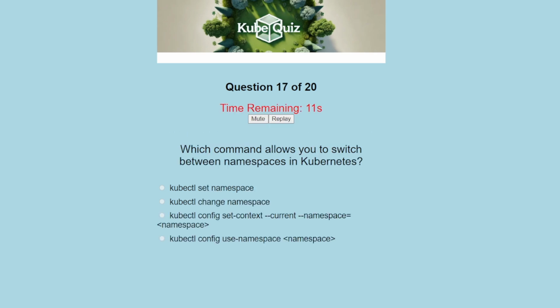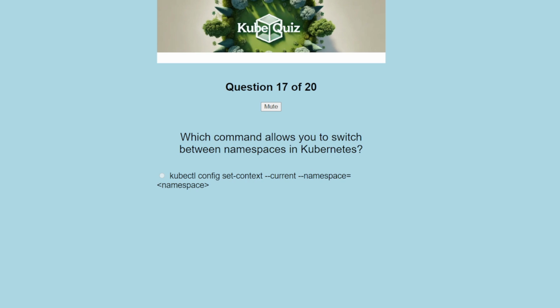Which command allows you to switch between namespaces in Kubernetes? kubectl set namespace, kubectl change namespace, kubectl config set-context --current --namespace=<namespace>, kubectl config use namespace <namespace>. The correct answer is, kubectl config set-context --current --namespace=<namespace>.